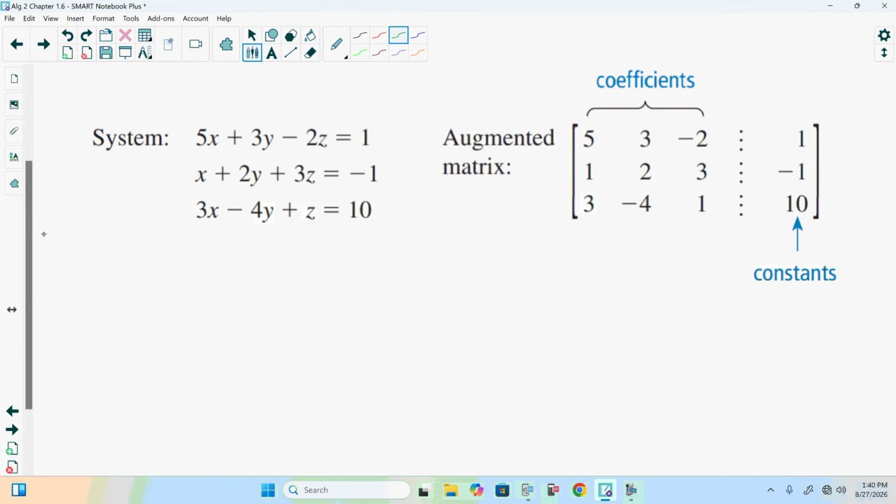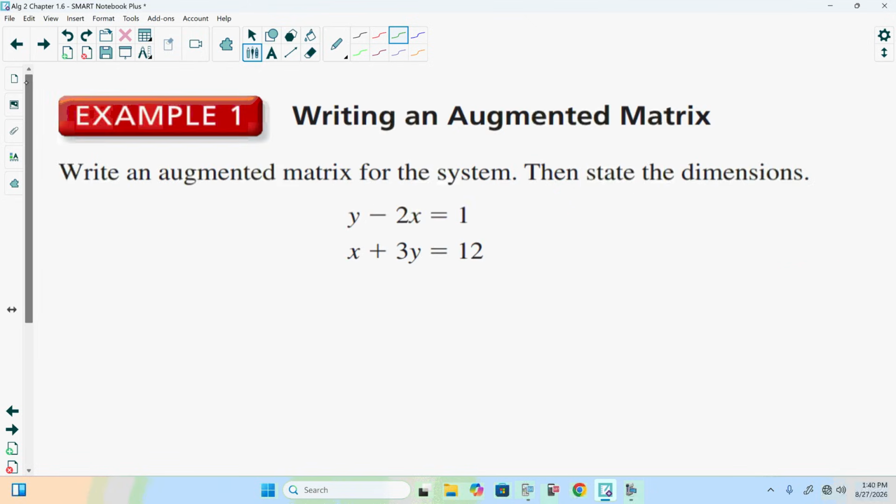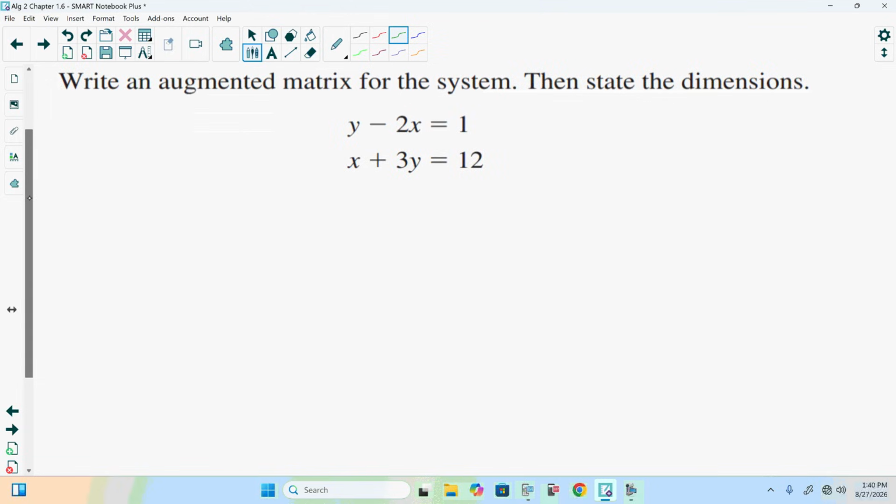Okay? Let's see how this actually works. We are given this system of equations here. y minus 2x equals 1, and x plus 3y equals 12. So we want the variables in the order x, y. Now, both equations have the variables on the left-hand side, so we're good there. However, the top equation, y is first, but we need x to be first, yes?